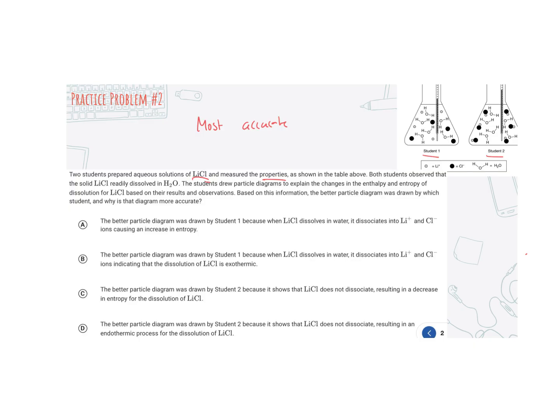Both students observed that the LiCl readily dissolves in H2O, and if something dissolves in H2O, that means essentially the reaction that I have here is this: LiCl solid makes Li plus and Cl minus, and we're told it readily dissolves, and so this equilibrium is really to the right. It says they drew particle diagrams to explain the changes in enthalpy and entropy of the dissolution of LiCl based on the results and observations. And then again, we're asked which one is the most accurate based on these diagrams. If you look here, diagram 1 has the particles on their own, whereas diagram 2 shows it still together.